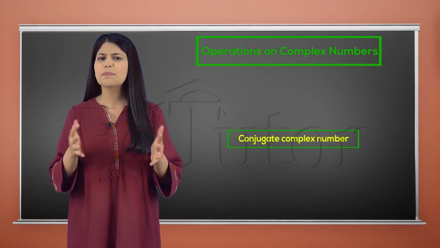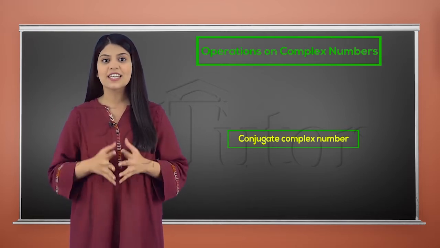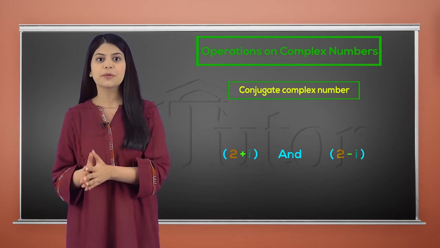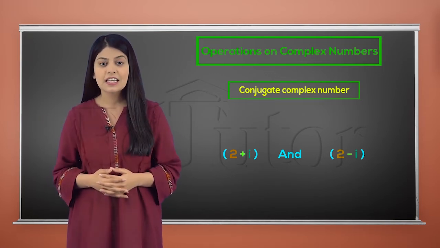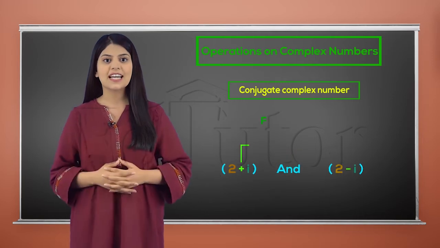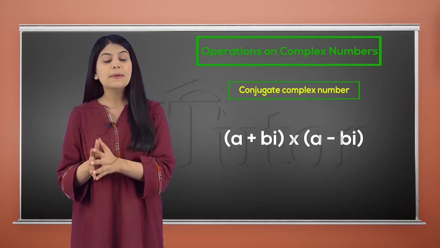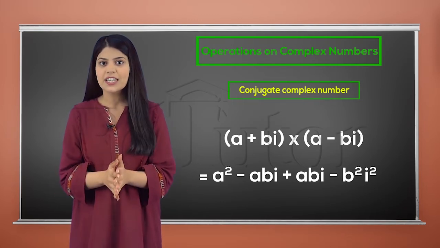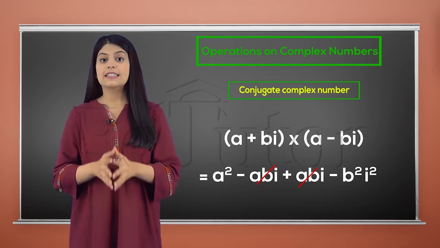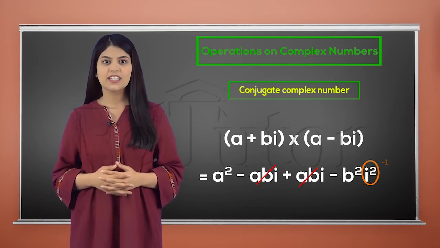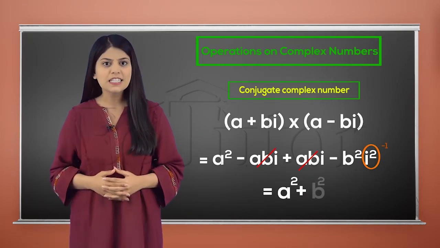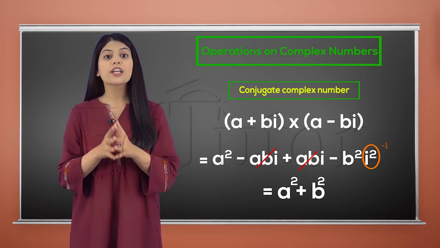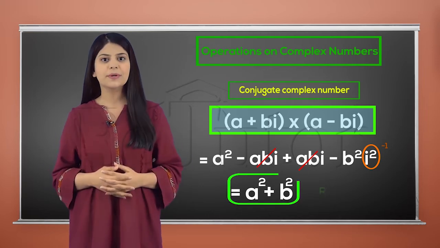We'll end this lesson with a special pair of complex numbers called conjugates. These complex numbers have the same values of real and imaginary parts, with just one difference. Their imaginary parts have different signs. Therefore, when you multiply the conjugate pair, something very interesting happens. The imaginary parts cancel out each other, while the second power of i becomes -1, which when multiplied by -b squared just becomes positive b squared. Conclusion? The product of a conjugate pair is just a real number.